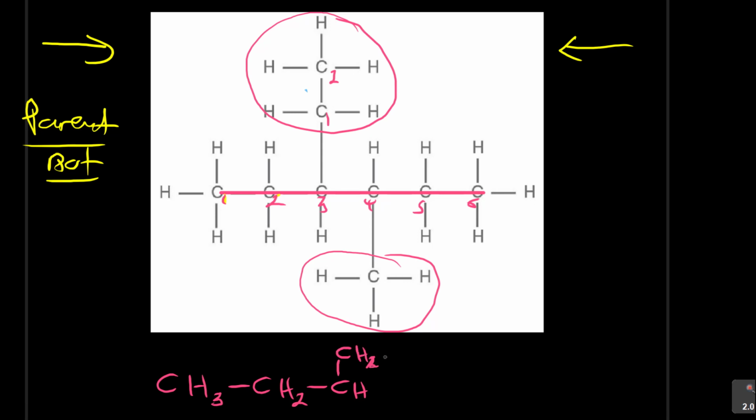CH2, CH3. This is a CH2 CH3 branch. So you circle it to say that is a branch. You continue with the chain. That was in carbon 3.